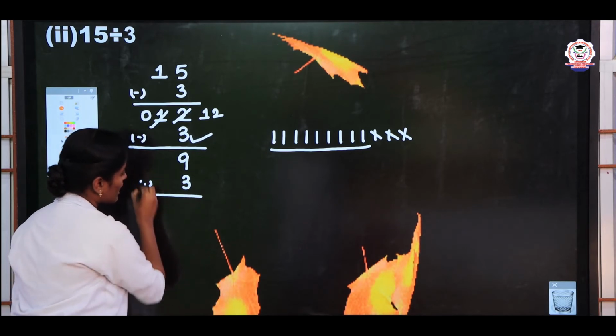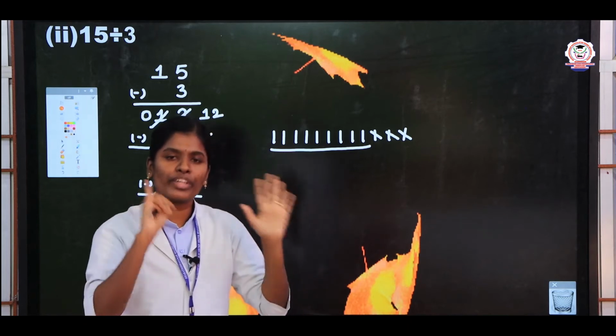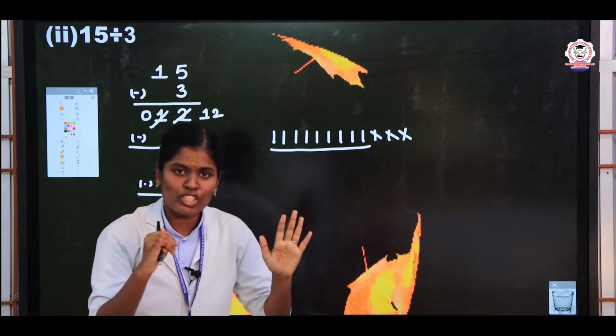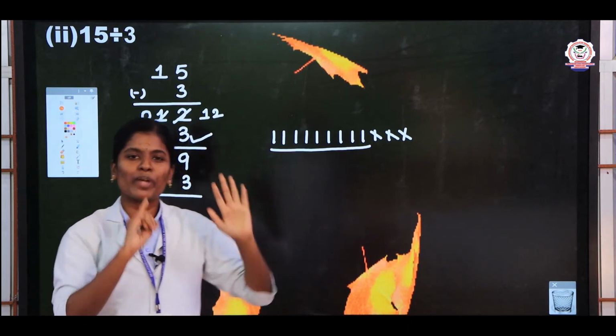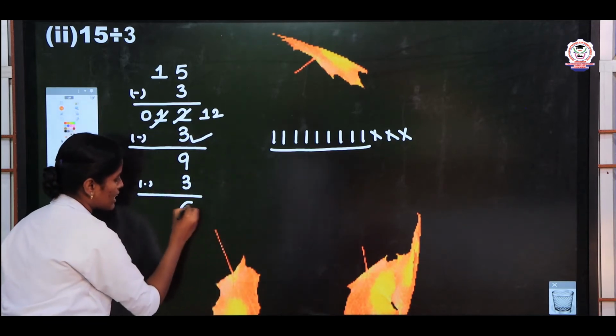Now what is the answer? 9 minus 3. Just show your 9 fingers and fold 3 fingers. Remaining how many fingers are there? Yes, very good. 6 fingers. So write the answer 6.